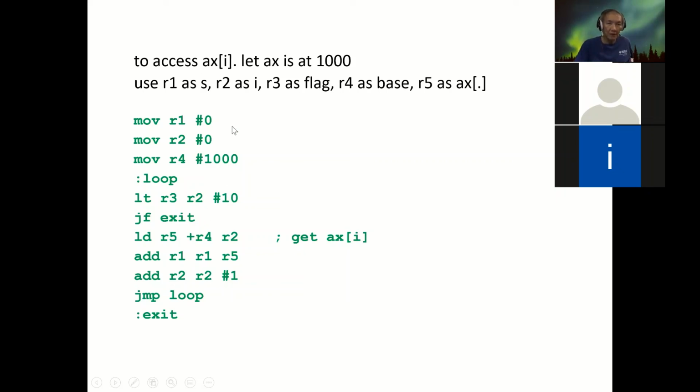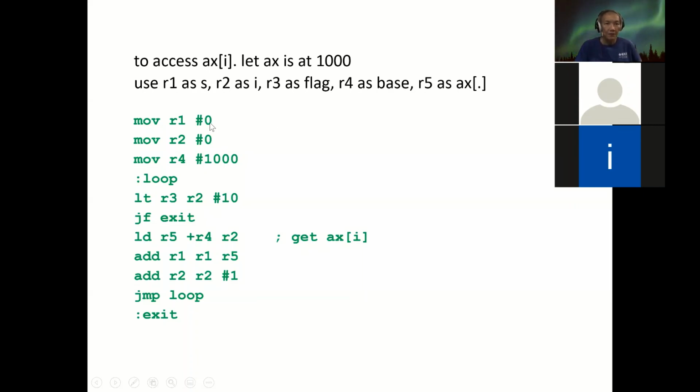So let's explain the whole program in detail. First of all, we write this line for yourself to understand your program. We use R1 as sum, R2 as index, R3 as flag. Because we have to store the location of the array, we use R4. And because we have to retrieve the value of the array, we use R5 to store the value of one element of this array.